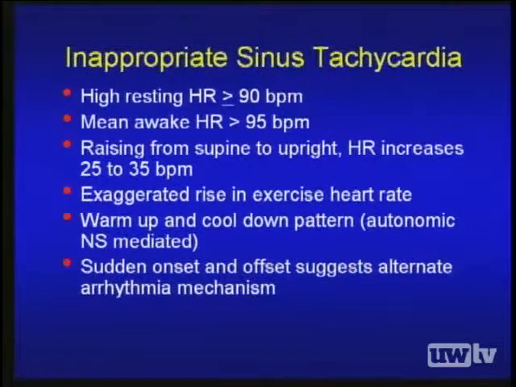This is a rhythm that is most often seen in young, otherwise healthy individuals. It's described as having a high resting heart rate equal to or greater than 90 beats per minute, a mean awake heart rate greater than 95 beats per minute, and is characterized by an increase in the heart rate of 25 to 35 beats per minute above the resting heart rate, simply from rising from the supine to the upright position. It's also characterized by an exaggerated rise in the exercise heart rate.